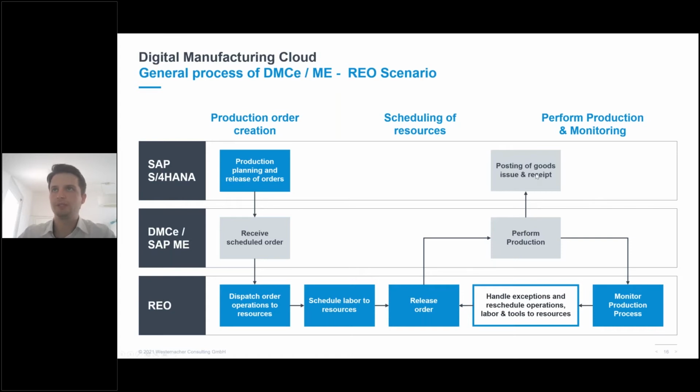Then normally within our happy process, the production would be performed without an incident, and the posting of goods issues and receipts would be sent to the SAP S/4HANA system. But as we have said before, the resource orchestration module is very good when it comes to monitoring the production processes and also handling incidents and exceptions that are happening on the shop floor. So basically, whenever there is an incident, you can handle the exception and then go back to normal production.